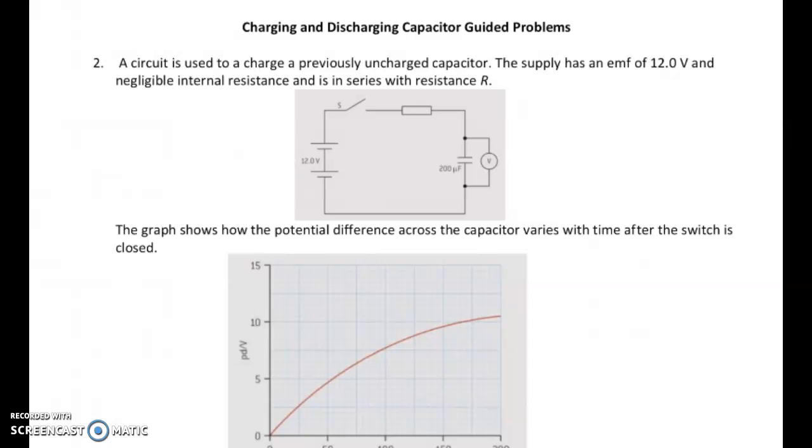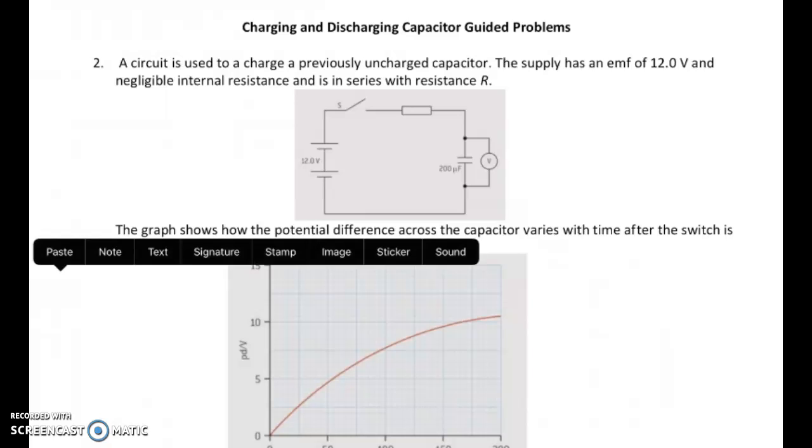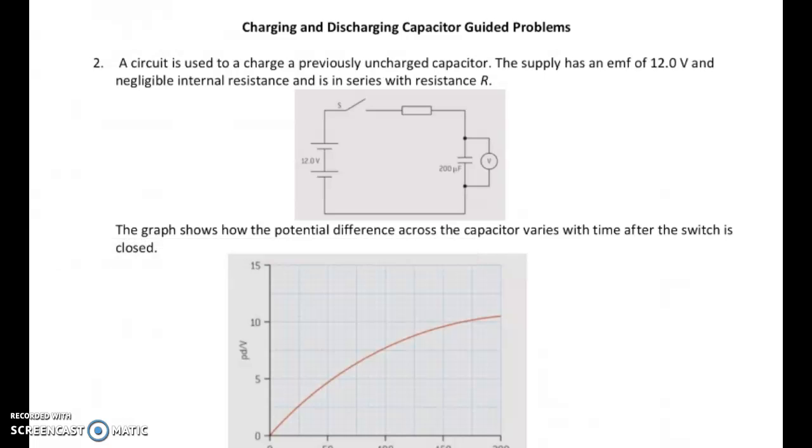In this video, we are going to look at another practice problem, number 2, on the subject of charging and discharging capacitors. Number 2 reads, a circuit is used to charge a previously uncharged capacitor. The supply has an EMF of 12 volts and negligible internal resistance. It's in series with a resistance R. The graph shows how the potential difference across the capacitor varies with time after the switch is closed.